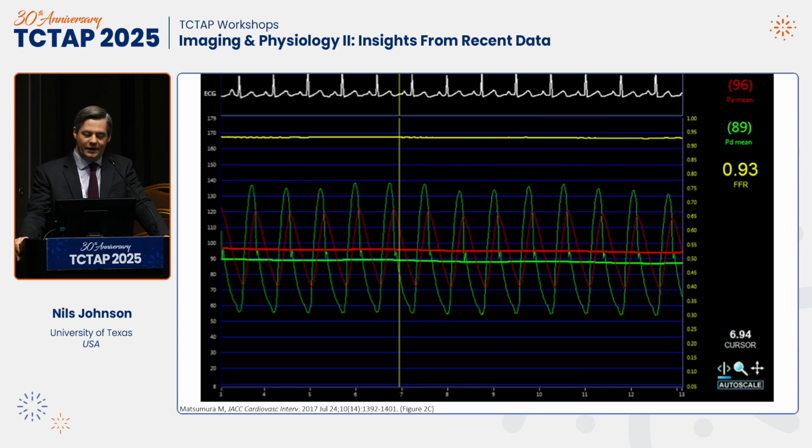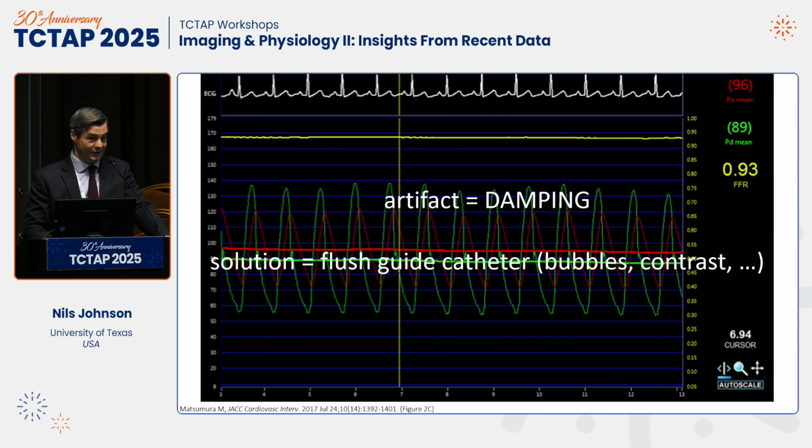So here's another case. Again, in red is the guide catheter. In green is the coronary pressure wire. The vertical yellow line is where the FFR measurement of 0.93 is. If you saw this tracing in the cath lab, what should you do about it and what is going on? This is a problem that is called damping. And the solution here is to flush the guide catheter to be able to get rid of whatever bubbles or contrast or other materials in there.